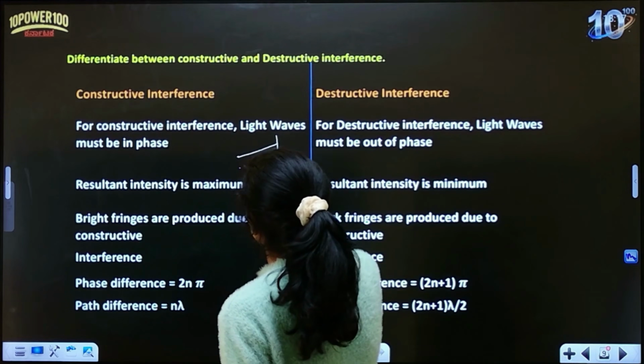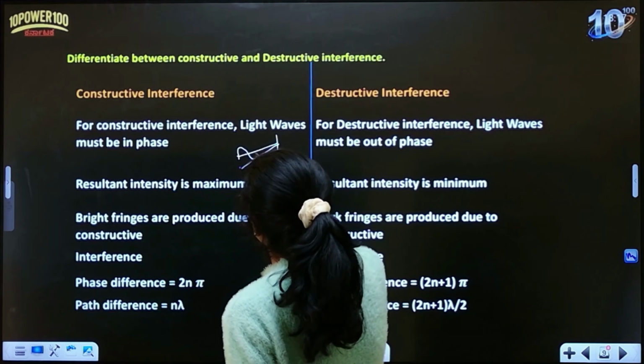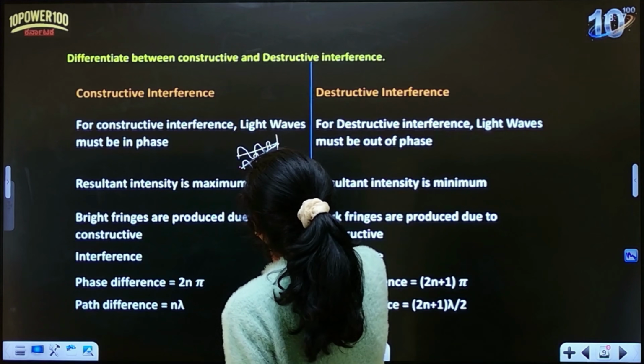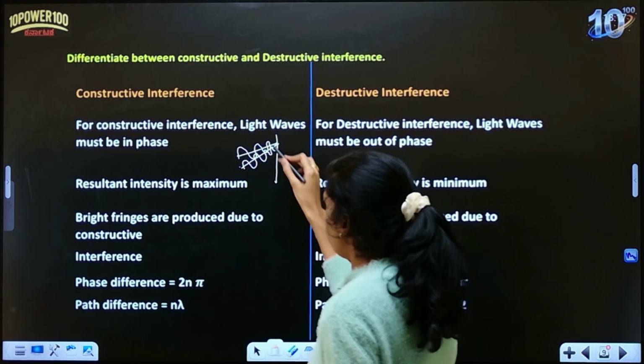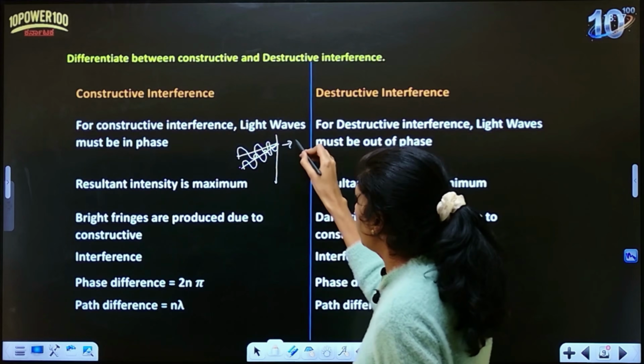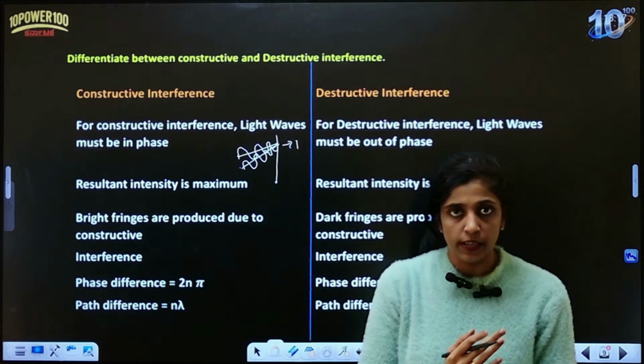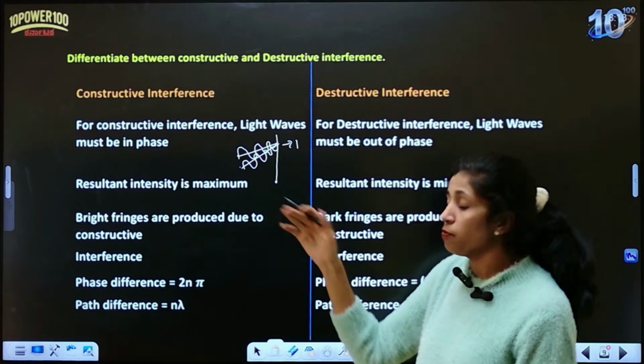If a wave is reaching over here, for example, here you can see 1, 2, 3 waves reached, and here 1, 2, 3, 4 waves reached. So what is the difference between them? The difference between them is one wave. That means the waves are in proper phase over here. So the light waves must be in phase.